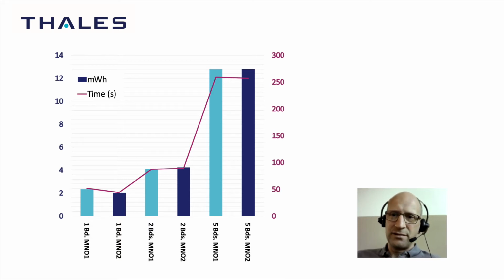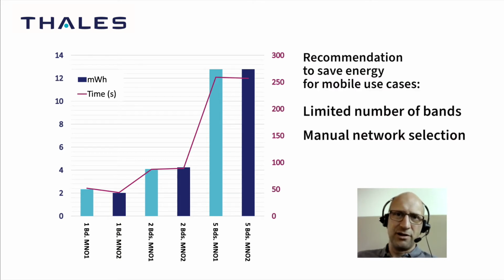Every week, the bicycle will be in a different place, and therefore the scan has to be completely new. And if we scan 20 networks and 20 bands, for example, this will really exhaust our battery. So limiting the number of bands and maybe a manual provider selection would be the best for such a use case.